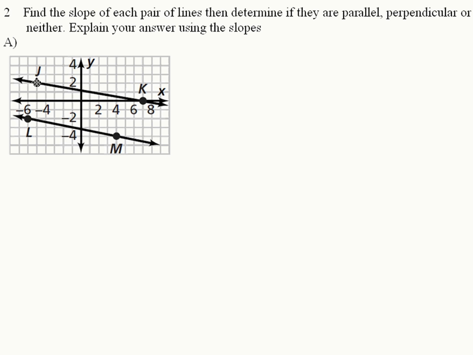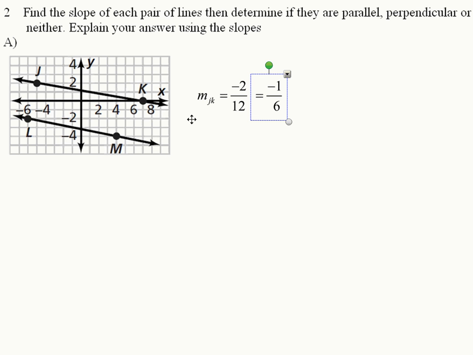And it goes down 2 units, and it goes over 1, 2, 3, 4, 5, 6, 7, 8, 9, 10, 11, 12. So it goes down 2 units and over 12 units. So the slope of line JK is -2/12. Remember, it has to have a negative slope because it's going down. And we can simplify -2/12 to -1/6.